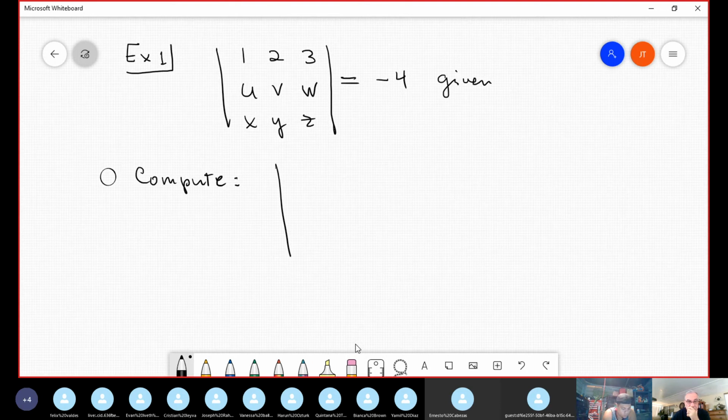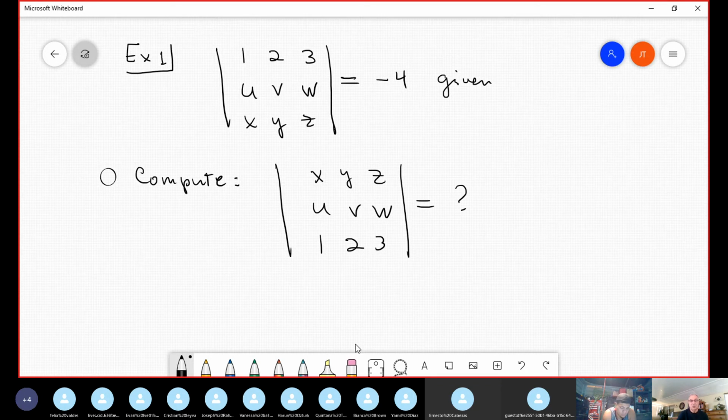I want to compute the following determinant. It is X, Y, Z, U, V, W, 1, 2, 3. Question mark. I have no idea what the value of this is, and we're using the property we studied before. What property are we using in this example? Number 1, number 2, number 3, number 4, or number 5?